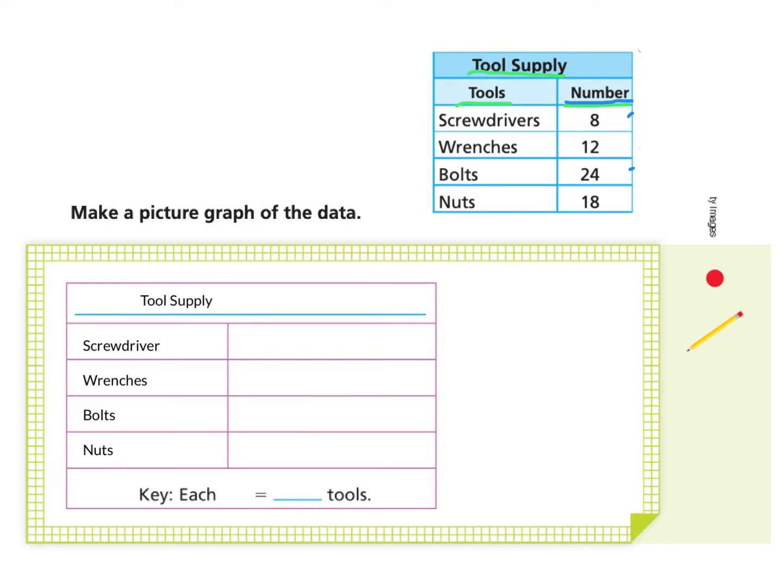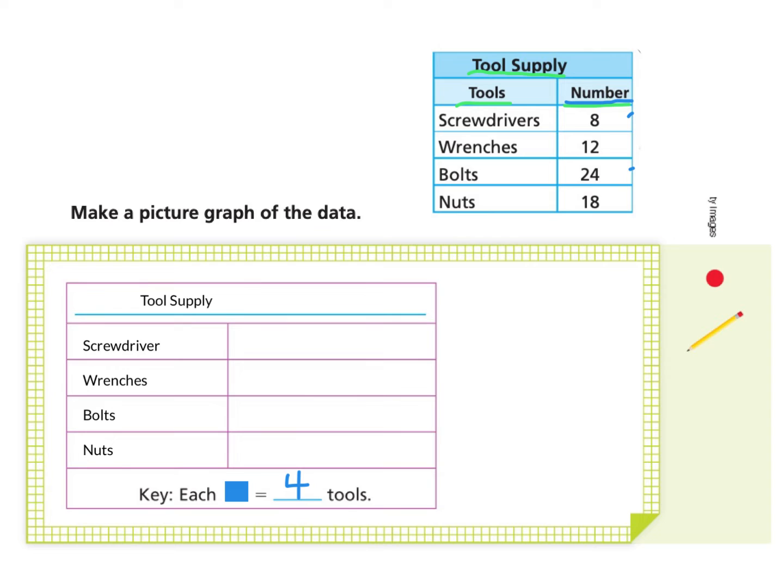Now what we need to do is at the bottom here where it says key, each blank equals blank tools. This is where we're going to draw in a symbol, and we're going to write what that symbol represents. So I'm going to use a blue square, and I'm letting the pictograph represent 1 blue square equals 4 tools.